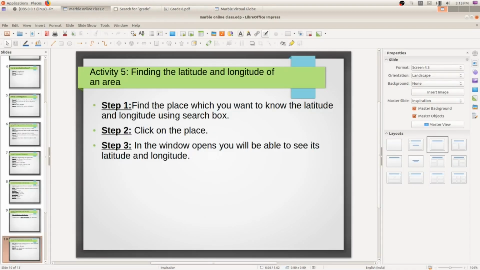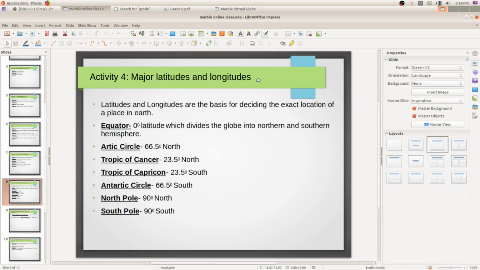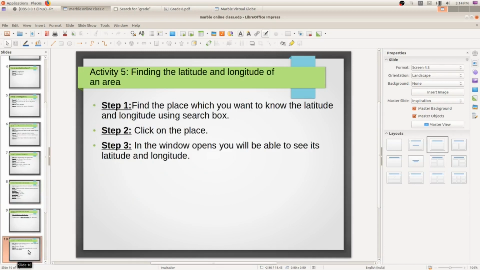So I have written down the steps here. First we have to find the place using search box. Click on that place, then a window will open, and in that window you will be able to see latitude and longitude values. Is it clear, my dear students? So hope all are clear about today's class. Today we have discussed two activities. One is major latitudes and longitudes, and the other one is how to find the latitude and longitude of a place.